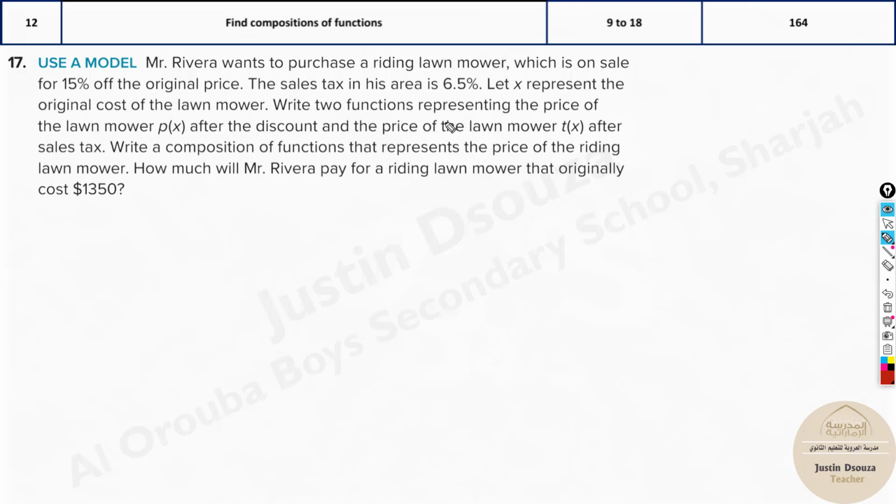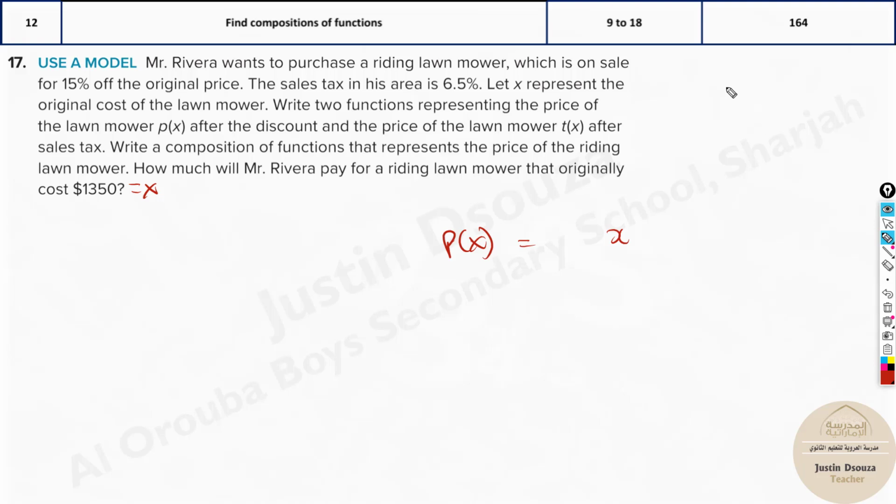Now here, when you purchase something, you get a discount of 15%, but there's a tax that has to be paid in that particular region of 6.5%. So how can we solve this? They have asked you to write the equations for the price. What is the price? Price would be without discount now. This is without the tax, only the discount. So the original price was 1,350. We will use that for later. This is the X value.